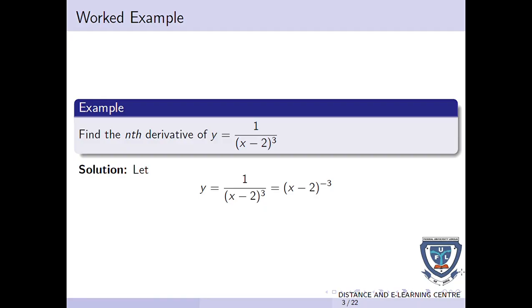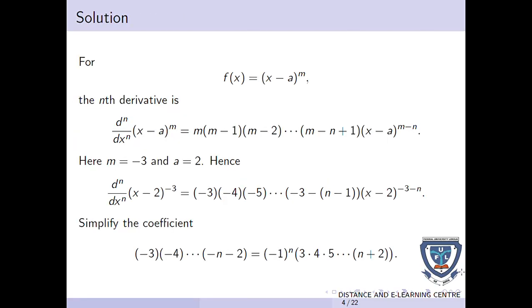In this case, you're asked to find the nth derivative of y when y is equal to 1 over (x minus 2) raised to power 3. Now, let y be equal to (x minus 2) raised to power minus 3. For f of x equal to (x minus a) raised to power m, where m is minus 3 and a is equal to 2.